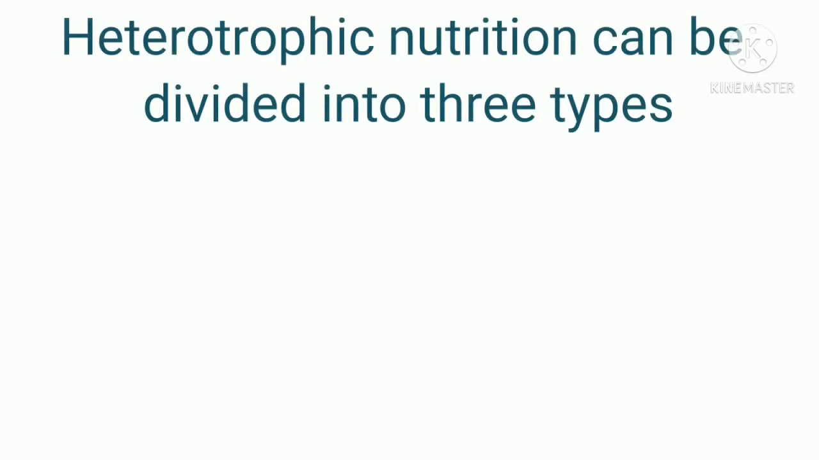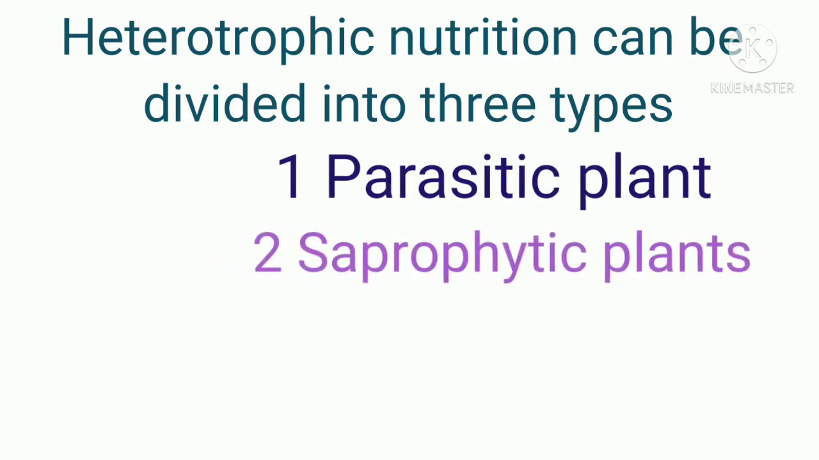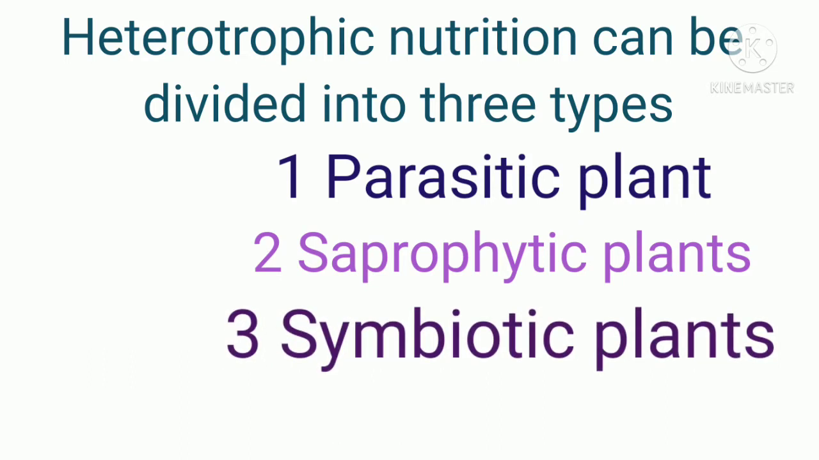Heterotrophic nutrition can be divided into three types: number 1, parasitic plants, number 2, saprophytic plants, and number 3, symbiotic plants.